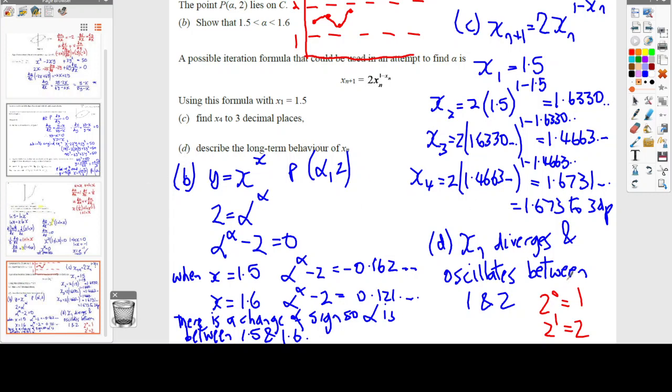Now, for part D, a little graph I think helps. x1, x2, x3, x4. We can see that we're staying between 1 and 2, and you can kind of feel that because 2 to the power of 0 is 1, 2 to the power of 1 is 2. So they're sort of our boundaries. And we're oscillating between these two, but we're not converging. We're not getting closer together. We're diverging.